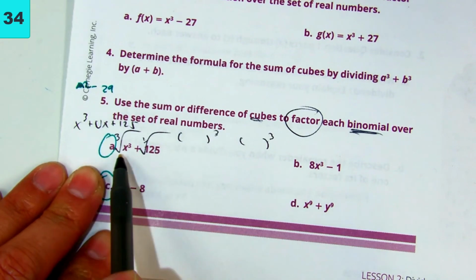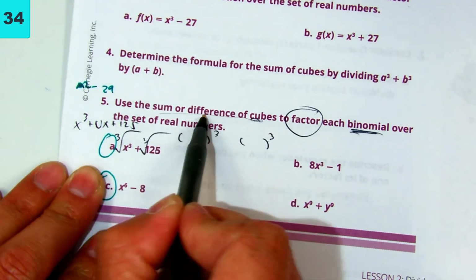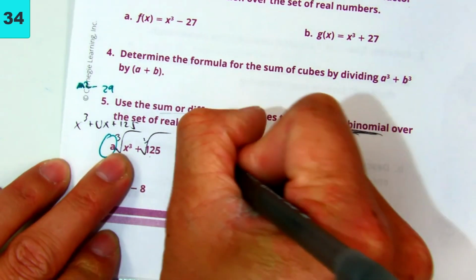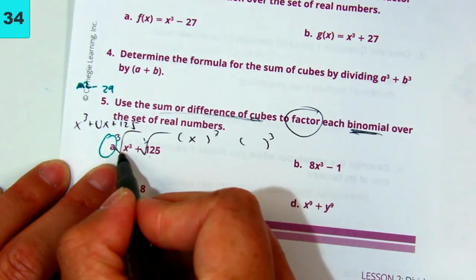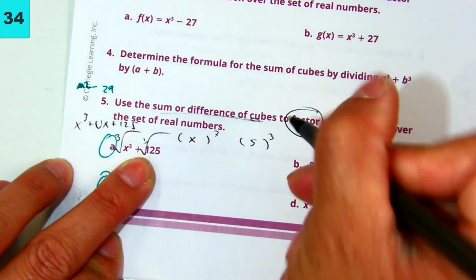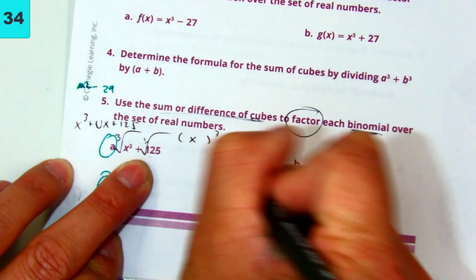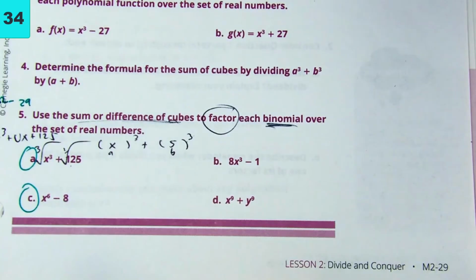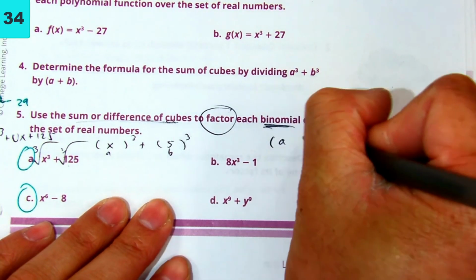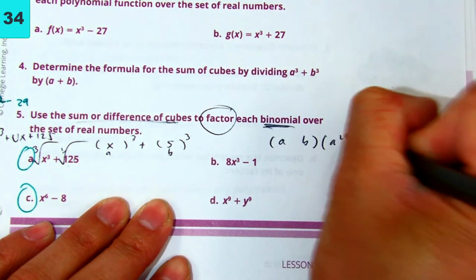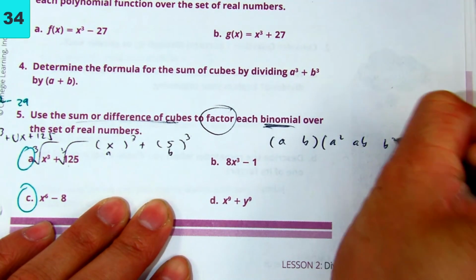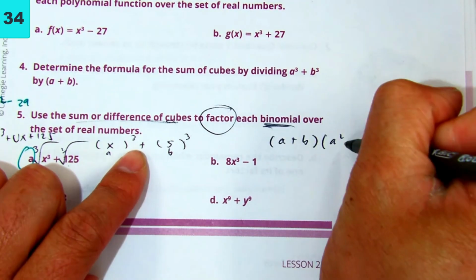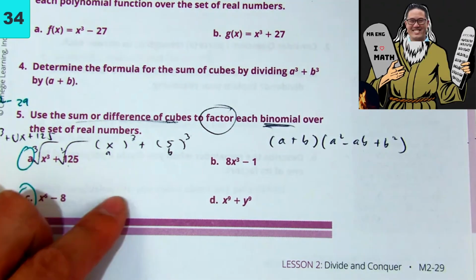So another way to know you're going to use this method is if you could take the cube root of each of these. There, x times x times x is x cubed, and 5 cubed gives me 125. This is my a, this is my b. I'm going to plug that into the formula. It's always going to be a squared, b squared. And then I'm going to use SOAP, same, opposite, always positive.